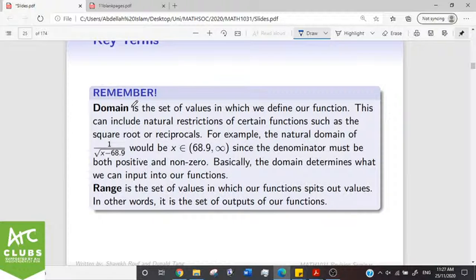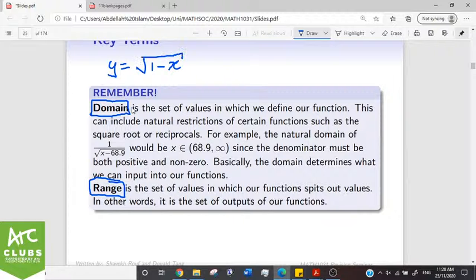There's a lot of information here, so let me try and break it down. We want to know these two words: what a domain and a range are. For a function, I'll choose something a bit easier actually. I'll go y equals square root of 1 minus x. Let's have a look at this.